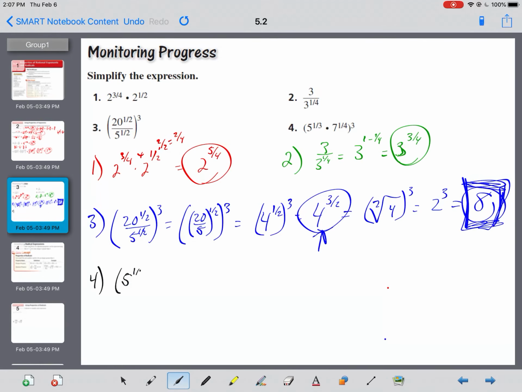And let's look at number 4. 5 to the 1/3 times 7 to the 1/4, all to the 3rd. Well, I'm going to distribute that to both. So that's 5 to the 3/3, which is 5 to the 1, times 7 to the 3/4. And that's as small as she gets. There's not a fourth root of 7.